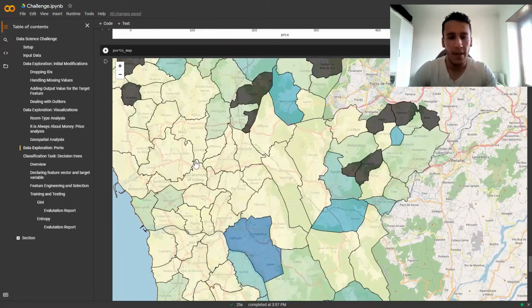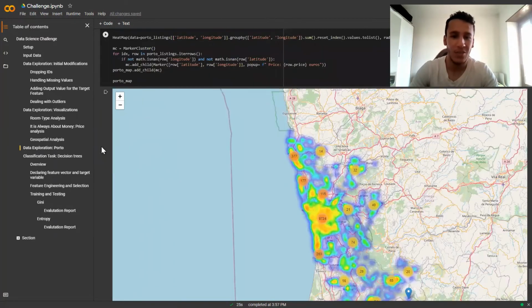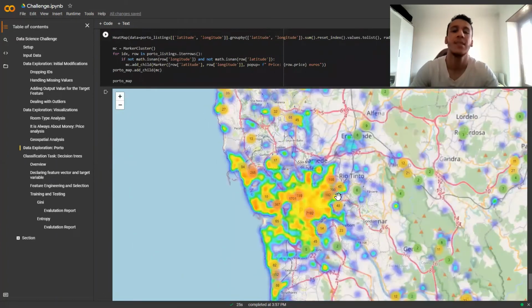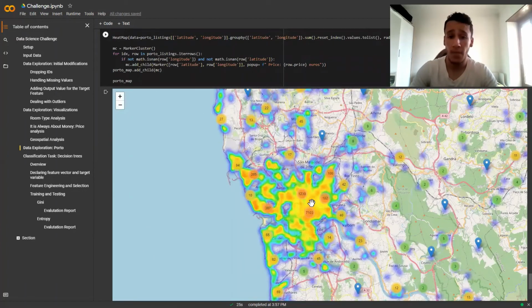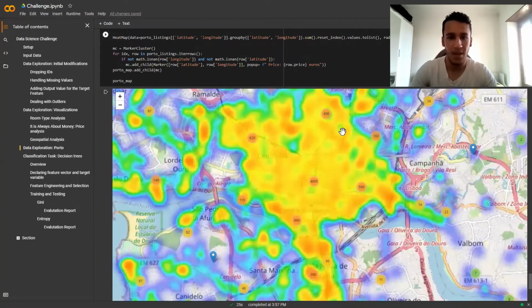For the mean price, I don't really know the city of Porto that well, but I can guess that here is the area with more Airbnbs, and here are areas where we have fewer Airbnbs. So that's a motivation for our geospatial analysis. And yes, here we go. We can see the clusters and the heat map, and here resides the great majority of the Airbnbs in Porto.